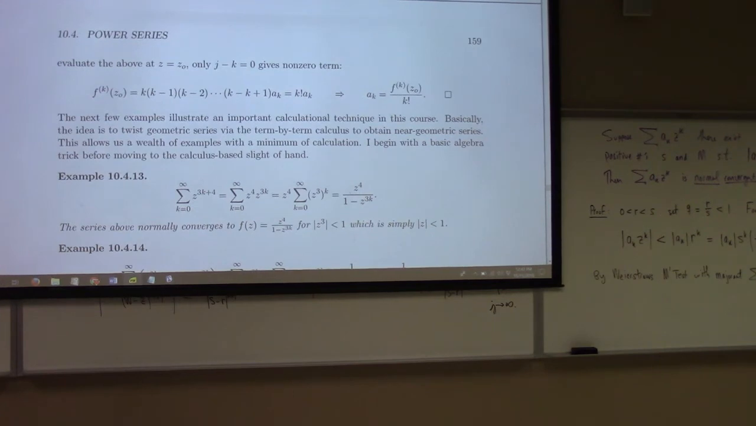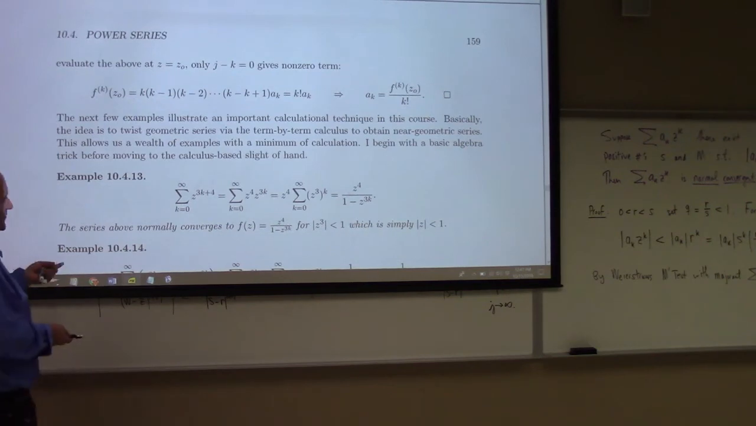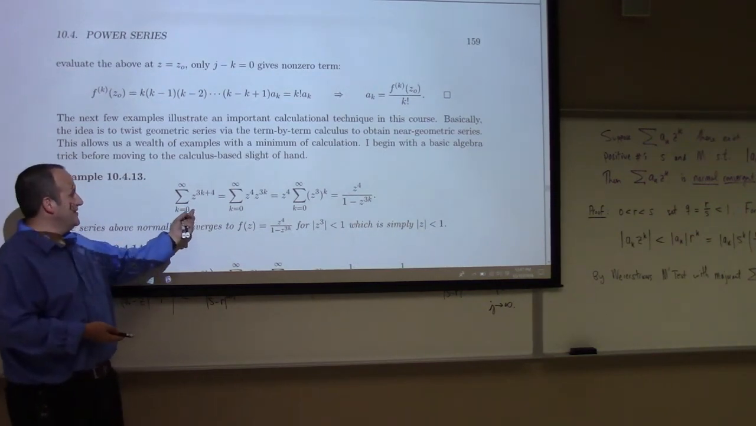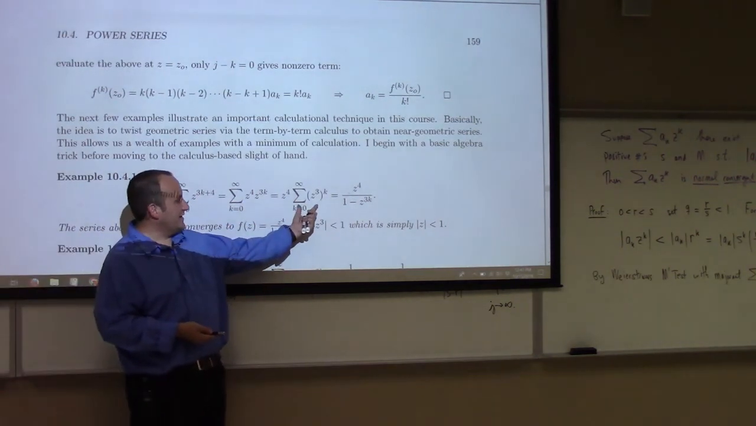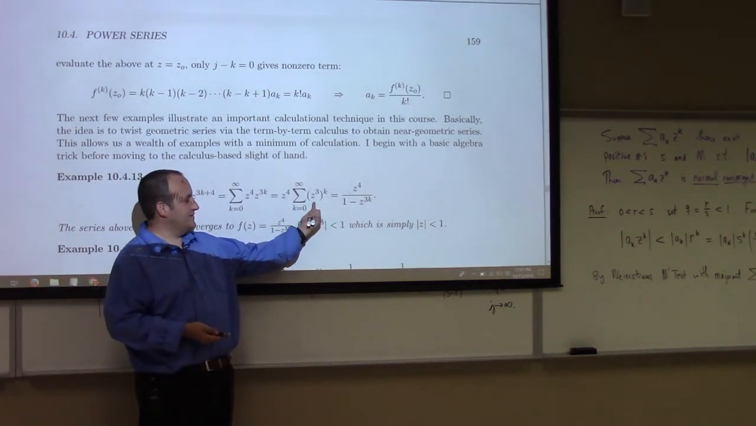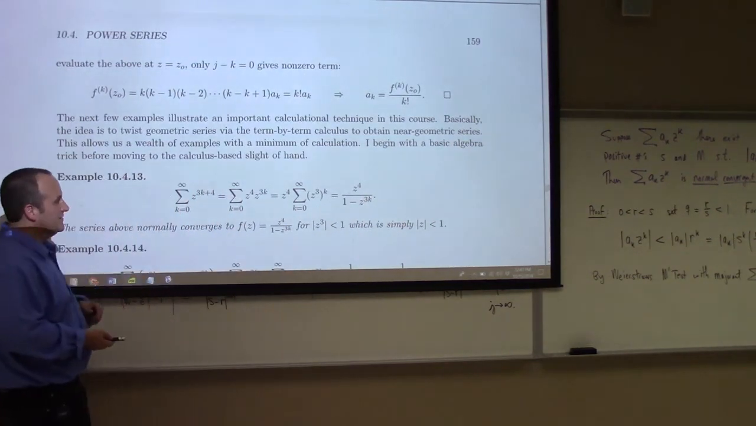So from here on out, most of the rest of this section is like calculus 2 examples, but with complex variables. The first 2 examples I have for you are just algebraic, right? This one, you know what I do? I pull out the z to the 4th, and then I've just got a geometric series with radius z cubed. So I get z to the 4th over 1 minus z to the 3k.